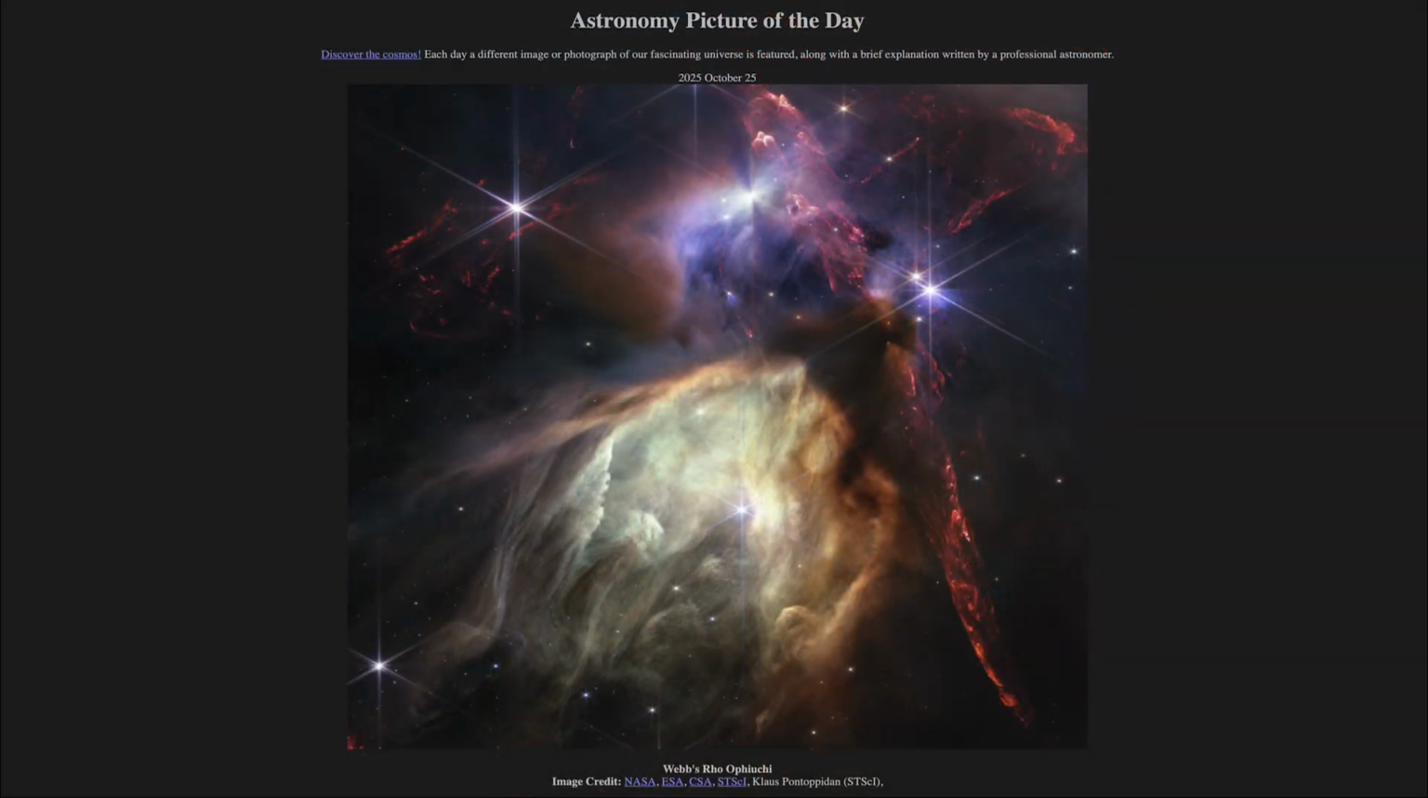So that was our picture of the day for October 25th of 2025. It was titled Webb's Rho Ophiuchi.